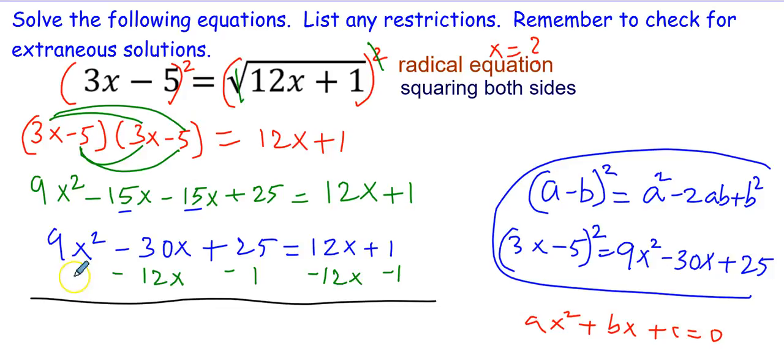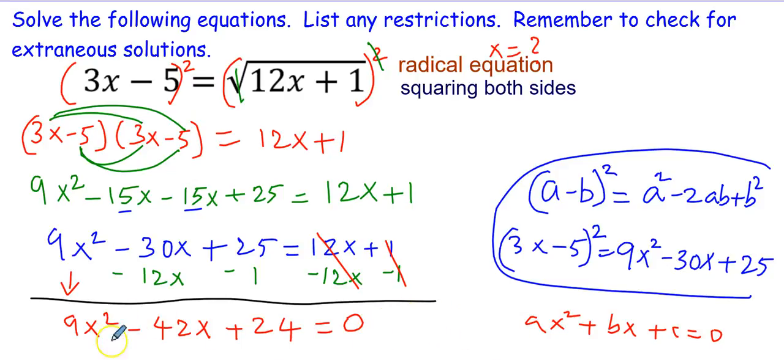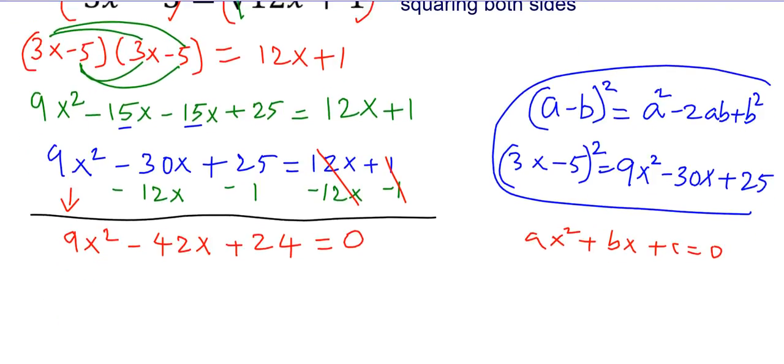Okay, now bring down 9x square, minus 30x and minus 12x is minus 42x. Both are negative, you add them and keep the negative sign. And 25 minus 1 is positive 24. On the right hand side, 12x minus 12x is 0 and 1 minus 1 is 0. This is in the standard form of a quadratic equation, ax square plus bx plus c. Here, 9x square minus 42x plus 24 is equal to 0.